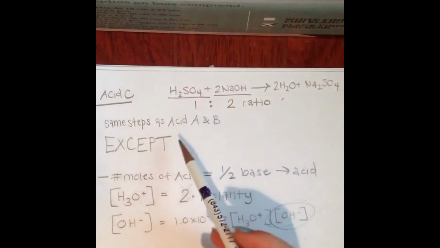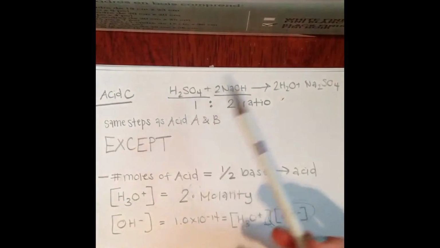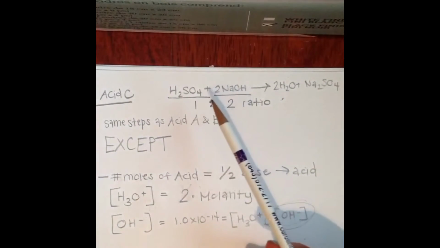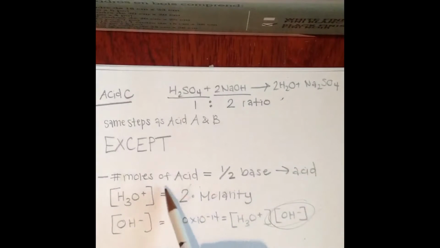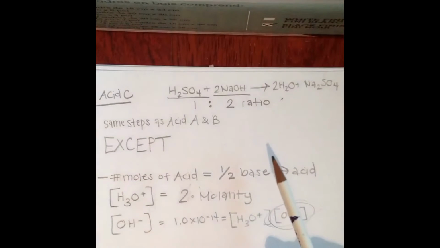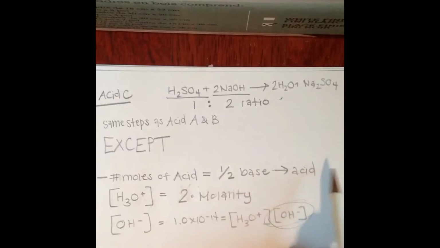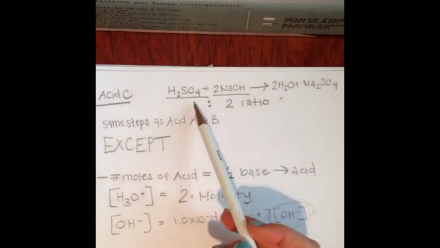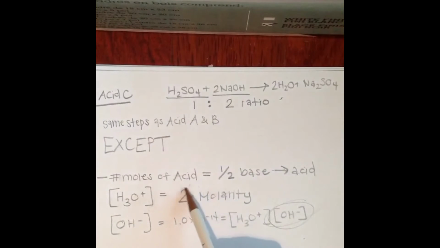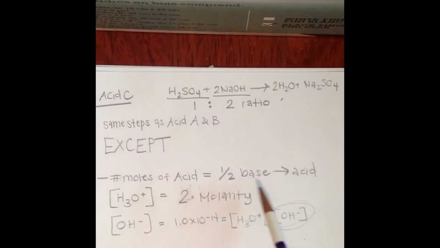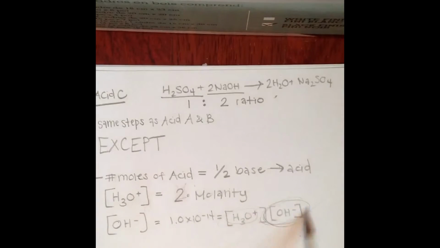For acid C, the same steps apply as acids A and B, except because it's a 1-to-2 ratio instead of a 1-to-1 ratio, when you're finding the number of moles, since you already know the number of moles of the base, you have to halve the number of moles of the base, and then that will get you the number of moles of the acid. Then for the hydronium ion concentration, again, because of the 1-to-2 ratio, the molarity must be multiplied by 2. And then for the hydroxide, use the same equation as before, and you plug in what you just got for the hydronium to find the hydroxide.